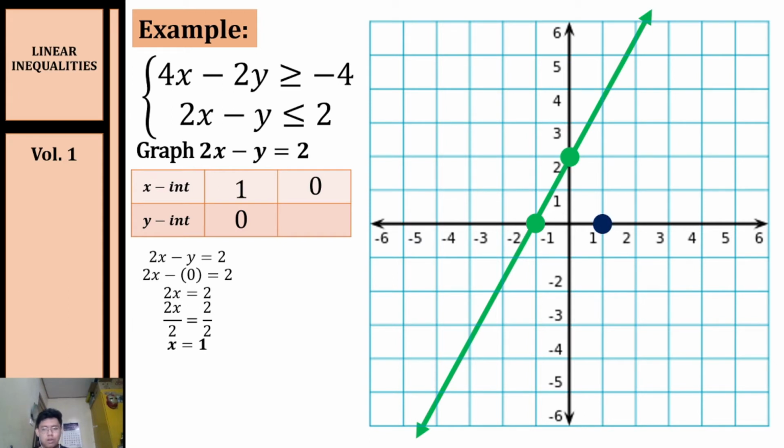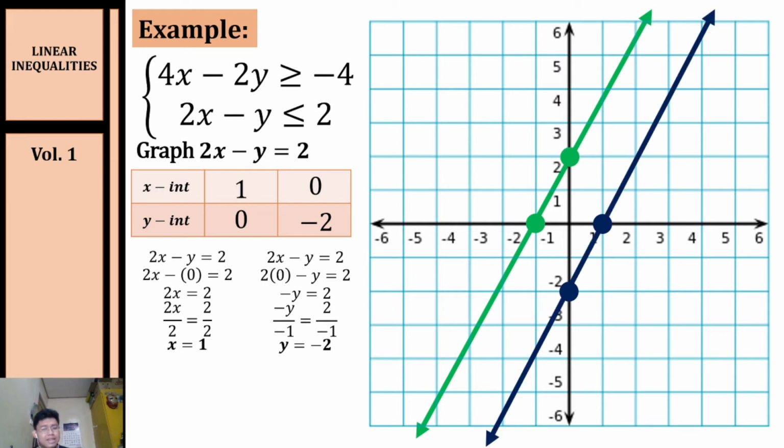Take note that we will also use a closed circle in plotting our points because our inequality symbol is less than or equal. Now let's proceed to our y-intercept. Let's change our x-coordinate to 0. So we will have negative y is equal to 2. Let's divide both sides by negative 1. Our y will be equal to negative 2. So our y-intercept will be located at 0, negative 2. Okay, now that we plotted our x and y-intercept, we can now connect the 2 points using a solid line.